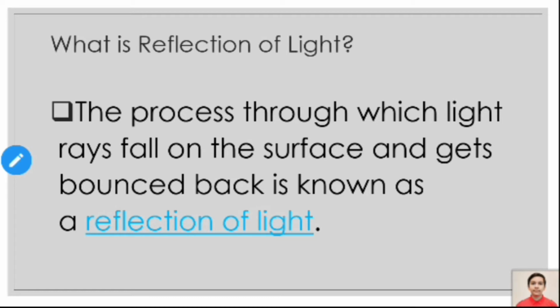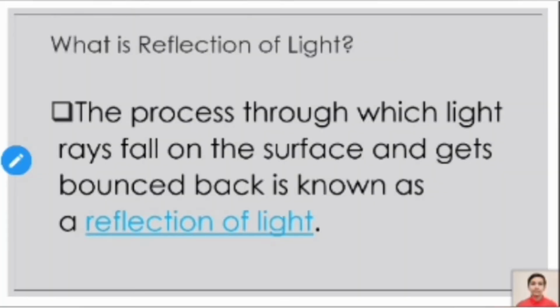Now what is reflection of light? The process through which light rays fall on the surface and get bounced back is known as reflection of light. For example, if you bounce a ball on the floor, it comes back to you. Like that, if you look in a mirror, the light rays from yourself go to the mirror and bounce back and you can see yourself.